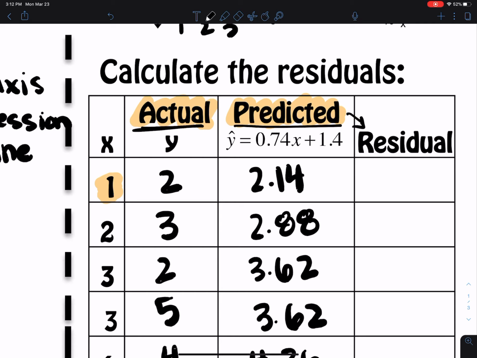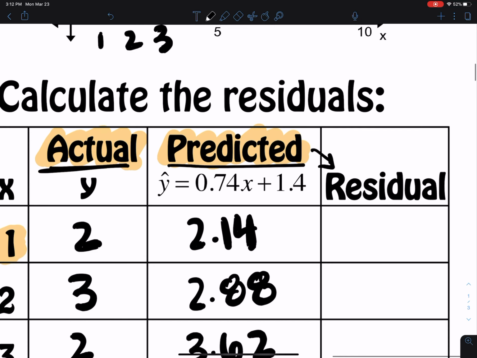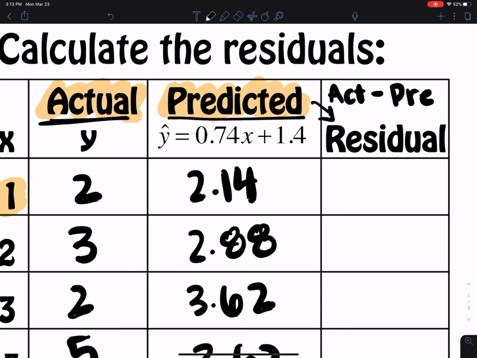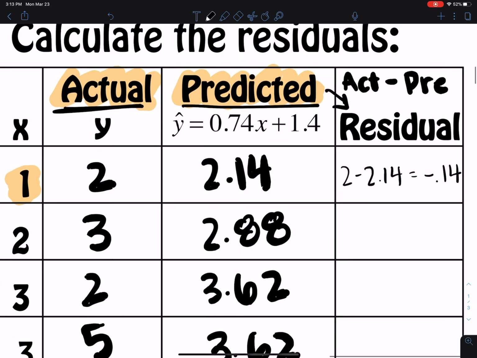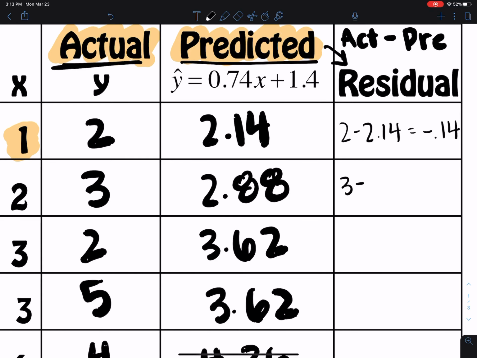So what we're going to do here is we're going to take the actual minus the predicted. So on the first one, we're going to have 2 minus 2. I'm going to make my ink a little smaller so that it writes easier. So we're going to have 2 minus 2.14. So 2 minus 2.14, that's just negative 0.14. On our next one, we're going to take 3 minus 2.88. You can do that in your head or you can type it into a calculator, but that would be 0.12.